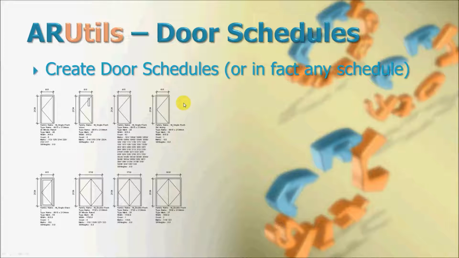And the command that started it all is the door schedule command, or AR Legend, and that lets you create door schedules, or in fact schedule any set of families within Revit. You can very quickly and easily lay them out on a sheet, add information that comes from the parameters, dimension them, and that can be on one or multiple sheets.